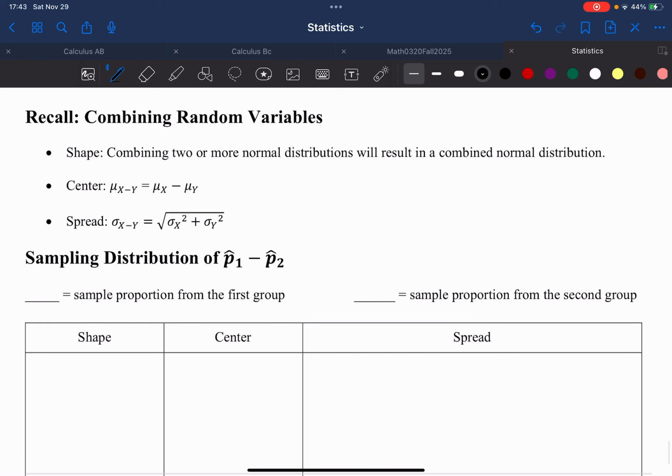Also recall combining random variables. We know that combining two or more normal distributions will result in a normal distribution. We also know that if we are adding or subtracting, then for the center we can typically just take each distribution's center and add or subtract them. And then for spread, for standard deviation, variances are always added. So we're always going to add, no matter if we're adding or subtracting.